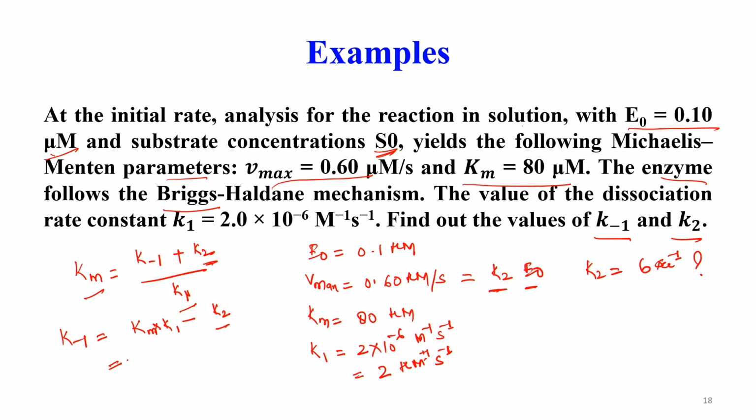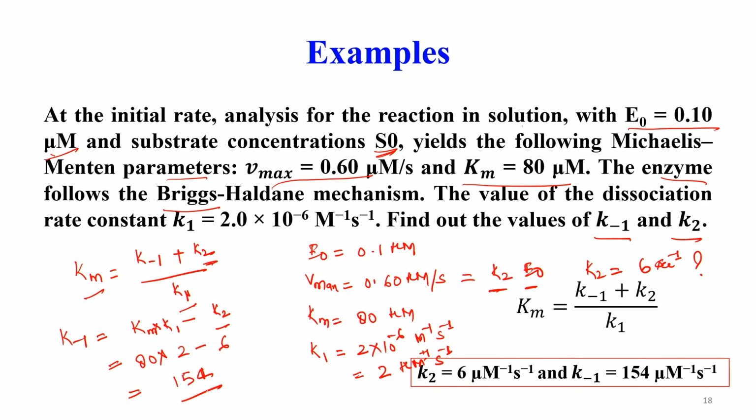So, the value of Km is 80, K1 is 2, minus K2 which is 6. So, this will be 160 minus 6, which is 154. So, this is the value: K2 is 6 second inverse and K minus 1 is 154 micromole inverse second inverse.